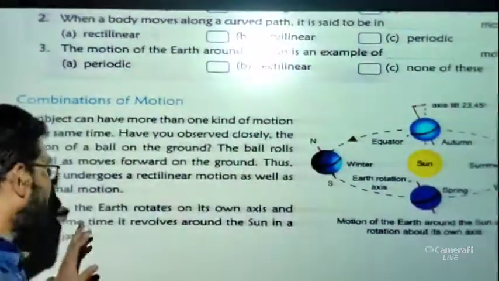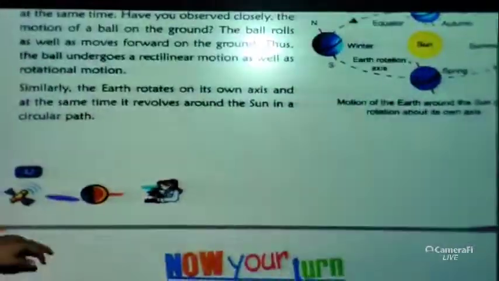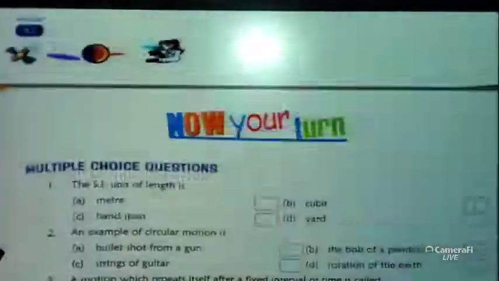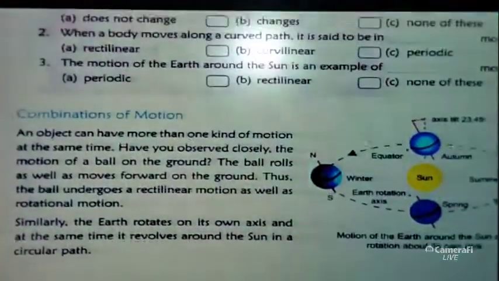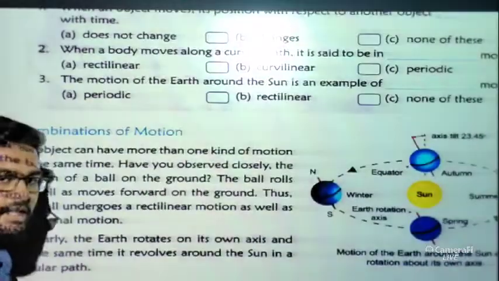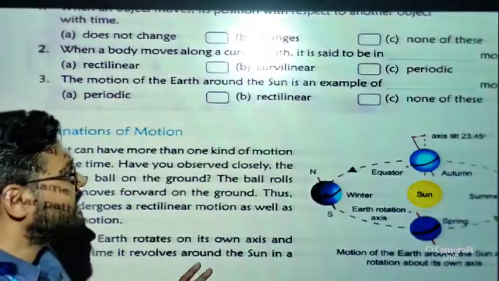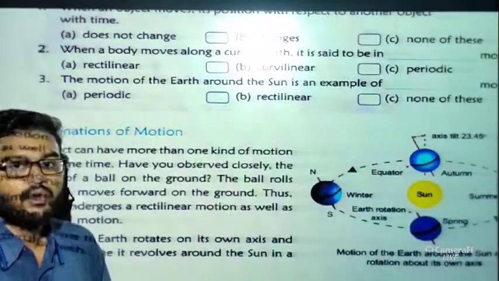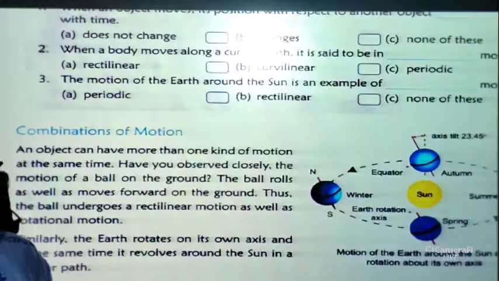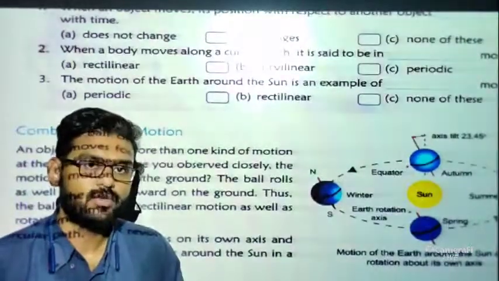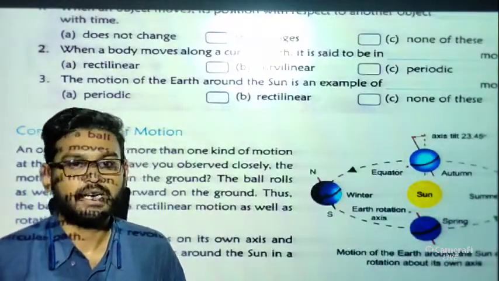So students, I hope you have understood this part. That's all for the chapter. In this chapter we have read very important things. You have to read the chapter properly and correlate the things with the pictures. That's all for today's video lecture, students. Next class we will start a new chapter.